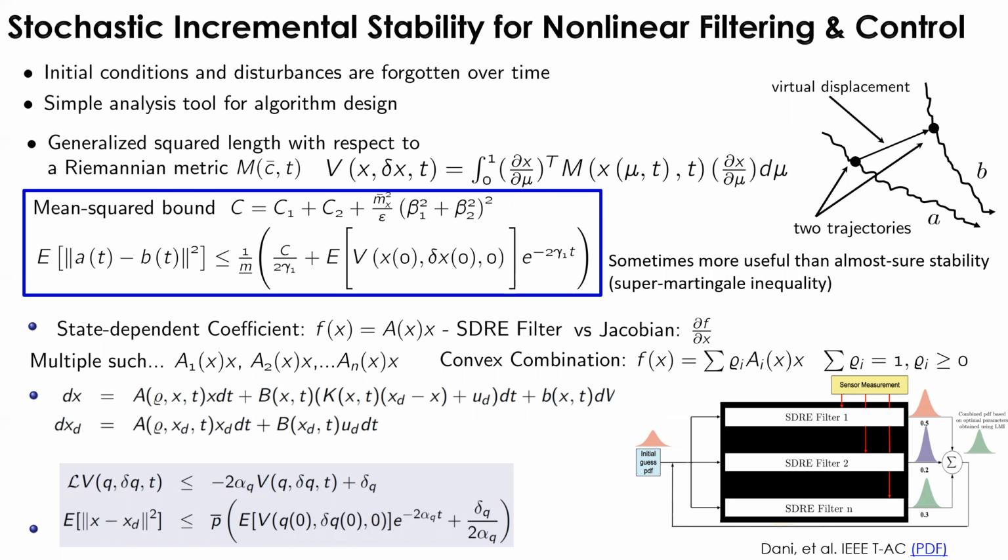But the main contribution of this paper is actually applying that stability method to observer design, where you can rewrite the nonlinear dynamics in a state-dependent coefficient form, like x dot = f(x), but rewrite f(x) as A(x)x. You might remember the SDRE controller or SDRE filter. But prior to our work, there was no rigorous way of determining which A(x) is best, because there are multiple A(x) that satisfy f(x). So what we have proposed is a convex combination of different A(x).